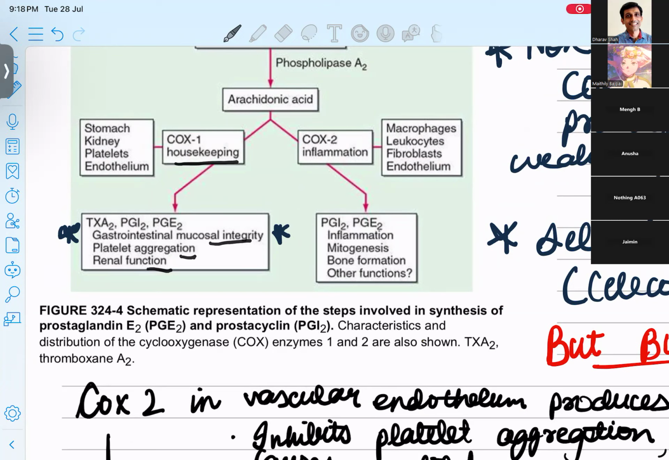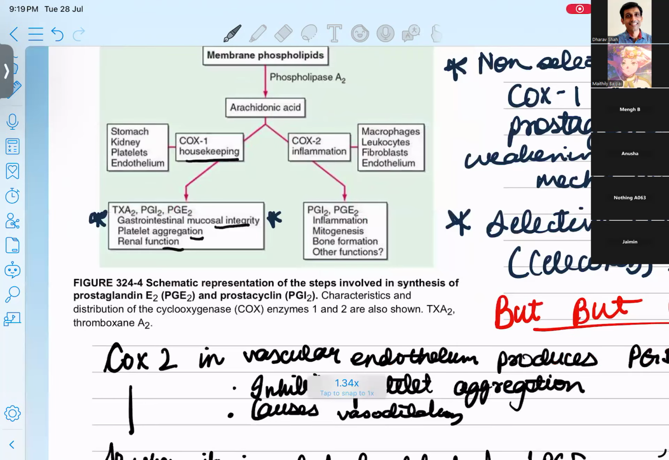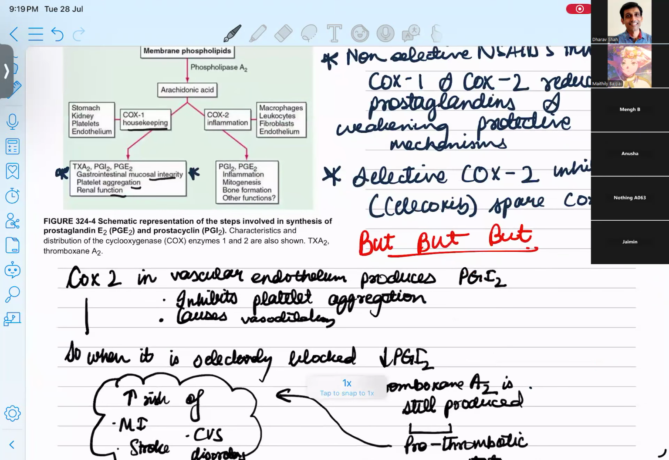And COX2 pathway releases PGI2 and PGE2, which is then causing the inflammation. Inflammation is causing all the five: rubor, dolor, calor, and others, mitogenesis, bone formations, and also COX2 in vascular endothelium produces PGI2, which inhibits platelet aggregation and causes vasodilation.